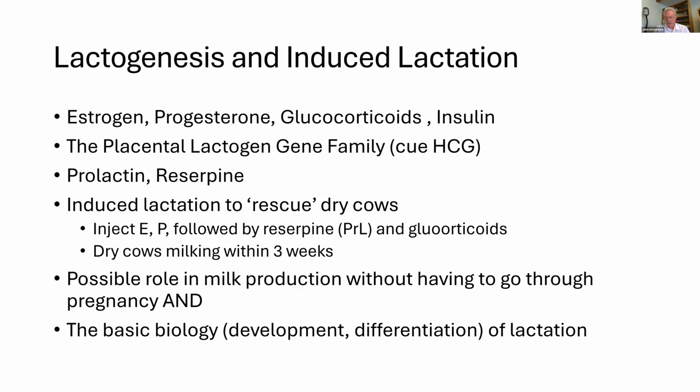And so in the 1970s, somebody was actually working on a study to induce lactation to rescue dry cows. We gave them estrogen and progesterone, followed by this compound called reserpine, which induces prolactin release. And we could induce a cow to start milking within 3 weeks. So this was basically to help cows come into milk without having to go through a pregnancy. And so the point of this is that in those 50 years from about 1920 to 1970, we discovered so many things about lactation and pregnancy.